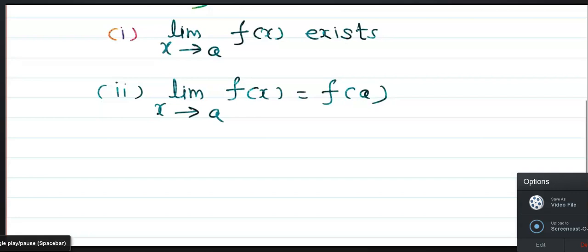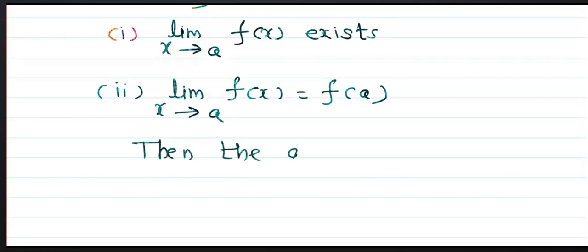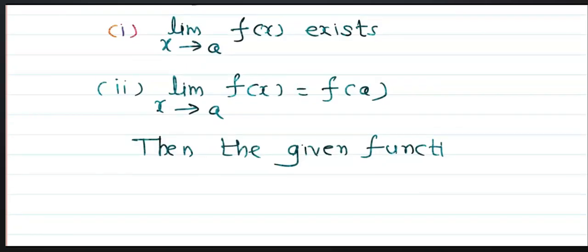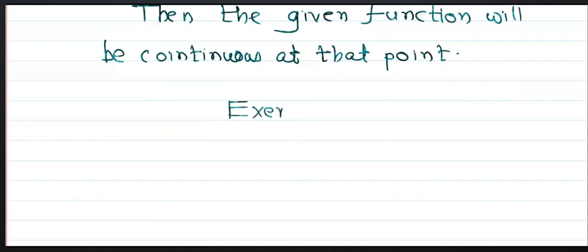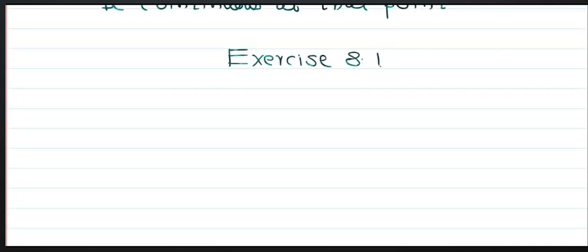And also in this chapter they have taken a number of types of examples. The sequence of the examples is not, I think, correct, but I will try to explain in a very simple way. Now let us start. We'll start the exercise. Then the given function will be continuous at that point. Now we'll start the exercise. This is the big exercise.